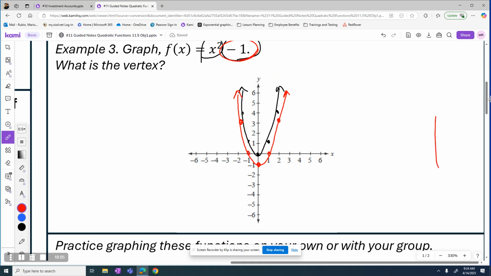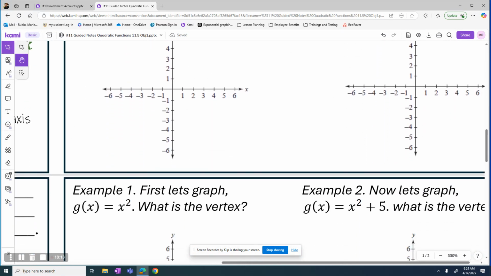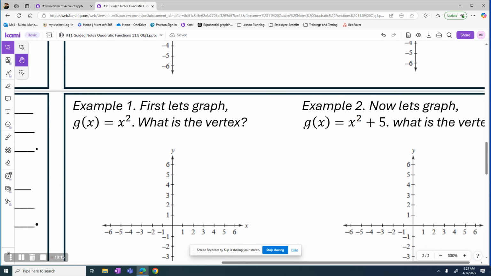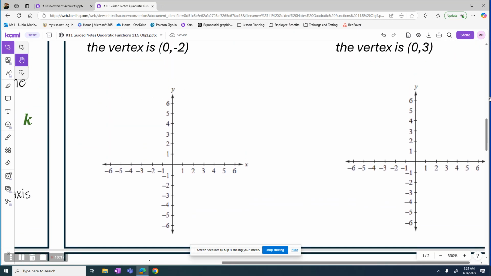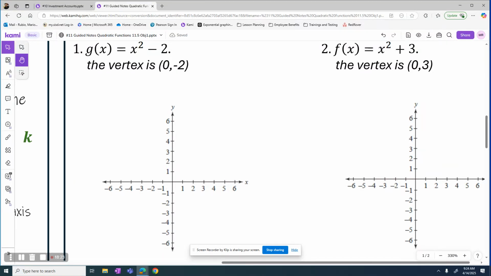There are some practice problems. I gave you 3 little baby practice. Actually, I only gave you 2. Did I give you 2? Yeah. Okay, so 2 baby practice problems. You should be able to figure these out based off the examples. If you're stuck, let me know. I'll come by and help you. It should be pretty straightforward.